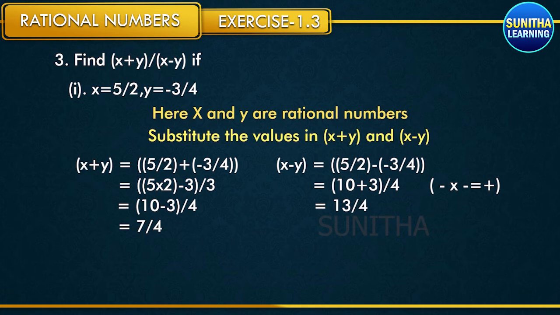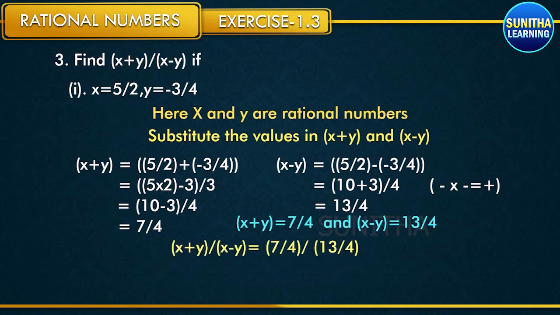Now he said to divide these two rational numbers. So 7 by 4 divided by 13 by 4, which is equal to 7 by 4 into, if division is changed to multiplication, the next fraction's position is interchanged, that is reciprocal will happen. So 13 by 4 is going to be 4 by 13. So the 4 cancels, and 7 by 13 you get. Clear?